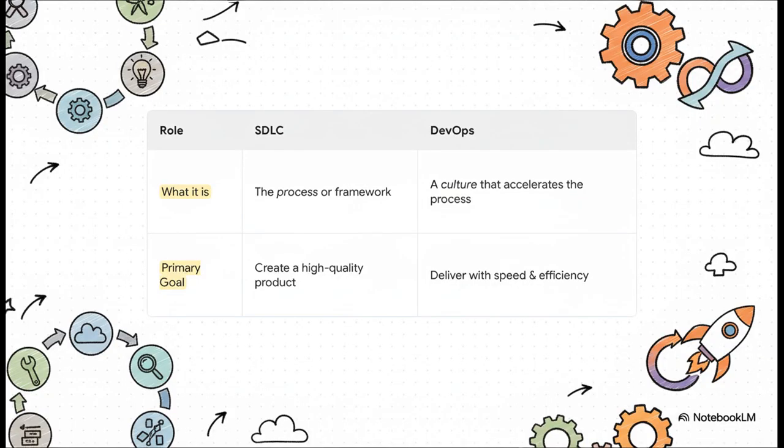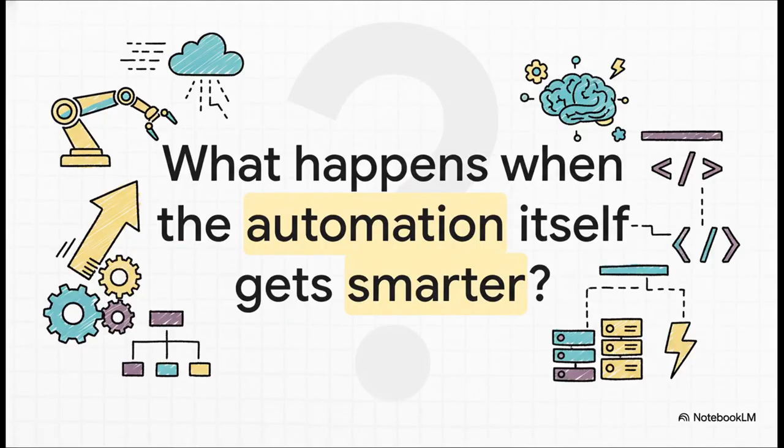So if we want to sum it all up, it's pretty straightforward. The SDLC is the what. It's the process, the framework. DevOps is the how. It's the culture that accelerates that process. The SDLC's main goal is to create a high-quality product. DevOps totally agrees, but adds the critical goal of delivering that product with amazing speed and efficiency. So the SDLC gives you the roadmap, and DevOps gives you the high-speed train to get there.